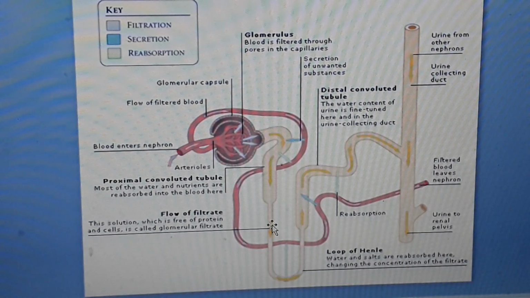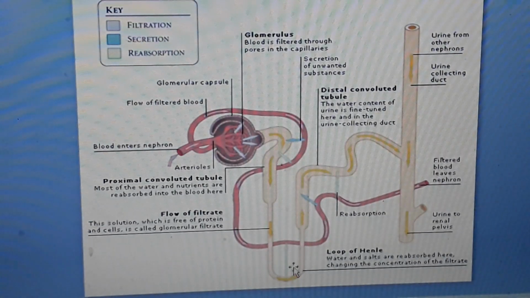So the descending loop of Henle is permeable to water and impermeable to salt, so maximum absorption of water takes place in the descending loop of Henle. As this is impermeable to salt, salt absorption doesn't take place in this region. Ascending loop of Henle is permeable to salt but impermeable to water, so salt is absorbed in this region.